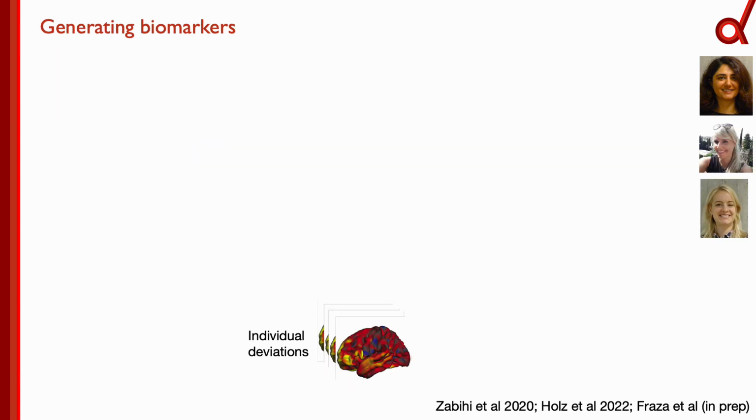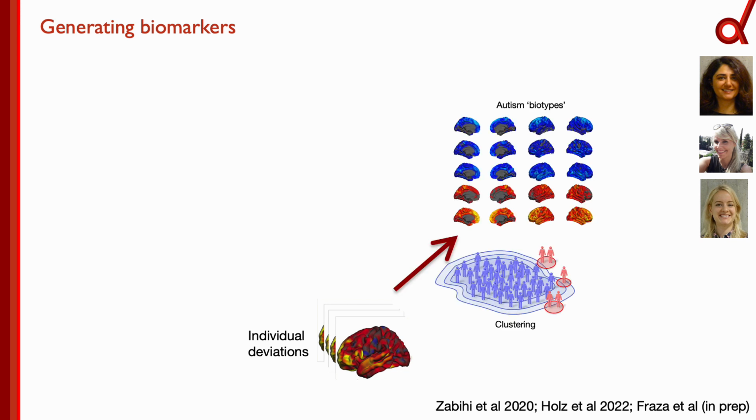We can also use this approach for generating biomarkers. I'm showing here work from Mariam Zabihi, again, Natalie Holtz, and Charlotte Fraser. So Mariam used this approach to generate putative biotypes for autism, using a clustering algorithm trained on the basis of the normative modelling deviations. And this is quite interesting because we see that there are both increases and decreases in cortical thickness, which cancel out, and that effectively explains why we don't see any group differences in this cohort.